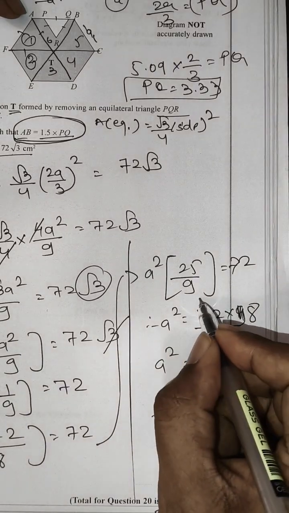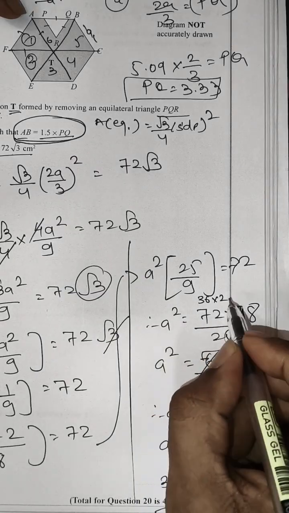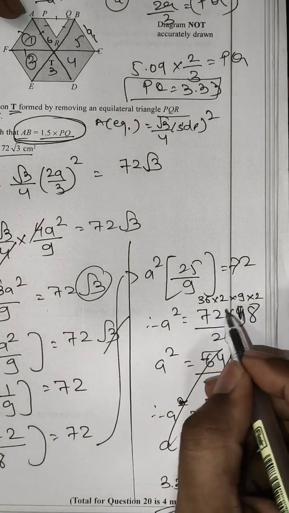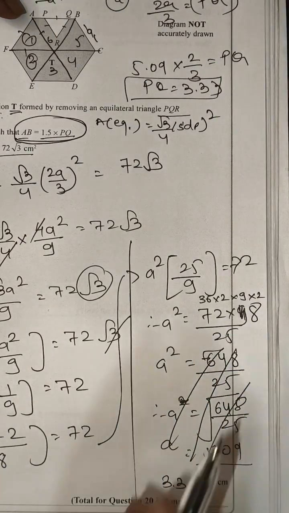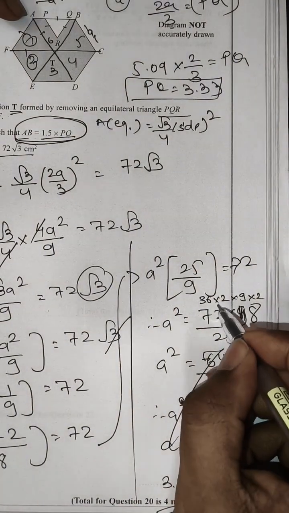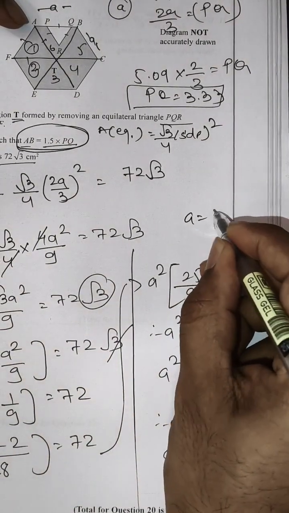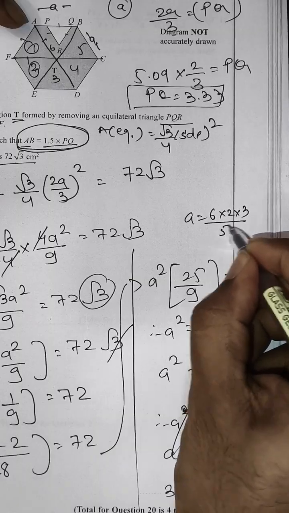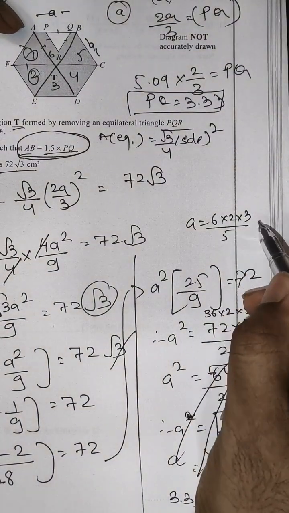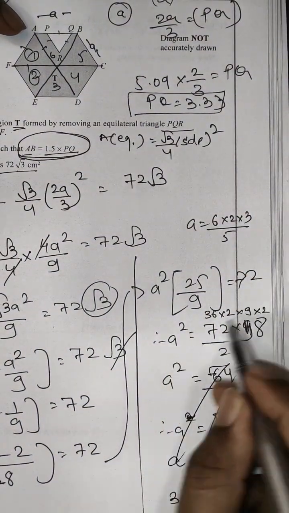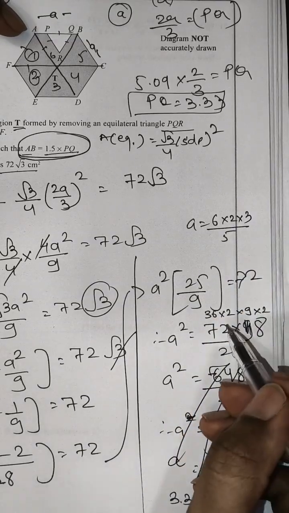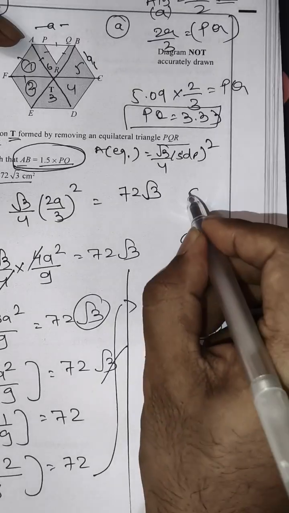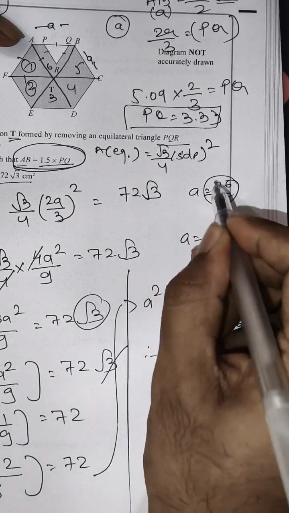So I can write 72 as 36 into 2, 18 as 9 into 2, and I have to take the square root of all. Correct? So the square root of all is going to be 36 square root is 6, into 2 into 3 upon 5. Correct? Because if A square is the whole thing, A will be the square root of all these numbers. So A is 6 into 2 into 3, which is 36 upon 5. A is 36 upon 5.